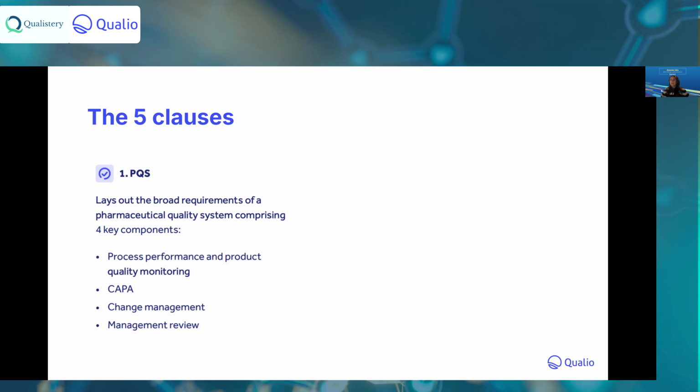Now digging a little bit deeper into the 5 clauses. The quality system itself, there are 4 broad requirements. There's process performance and product quality, where it's not just enough to do validation. You need to have that continuous oversight of those critical parameters and product quality attributes. You need to make sure that you have any early detection of variability so that you can make those adjustments and have a consistent product that you're delivering to market.